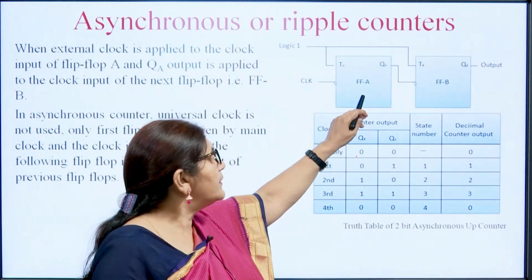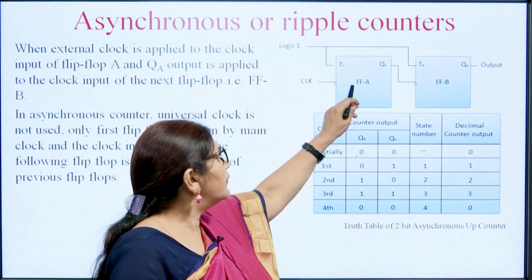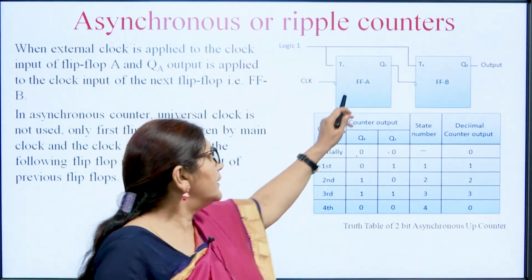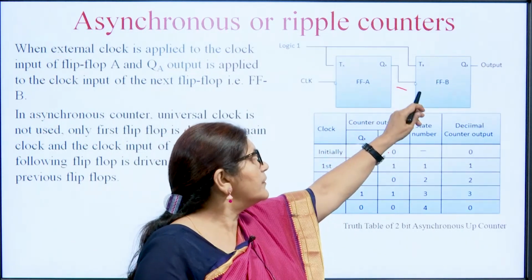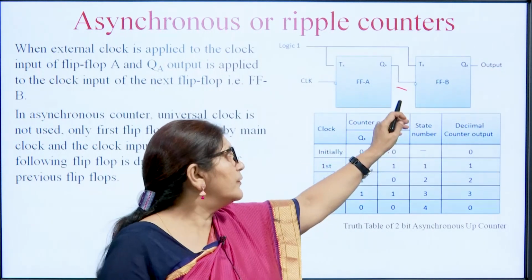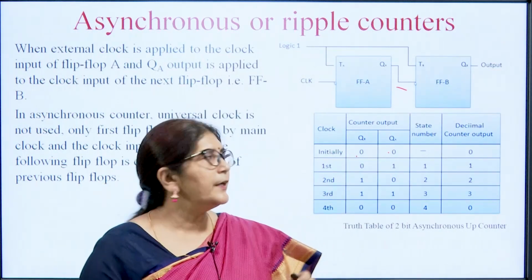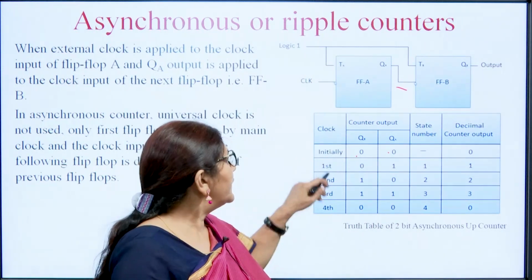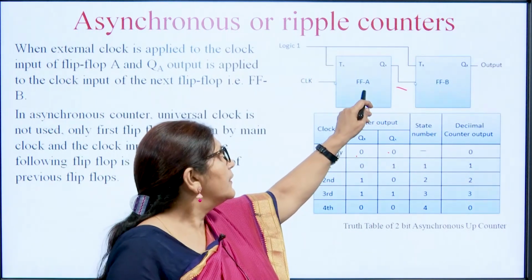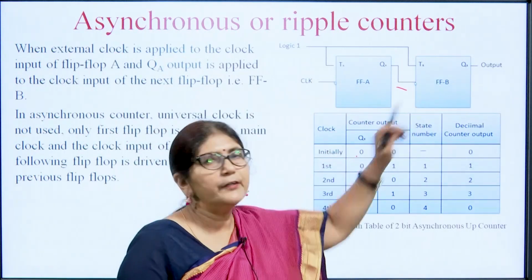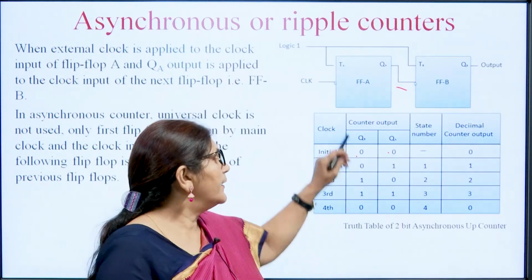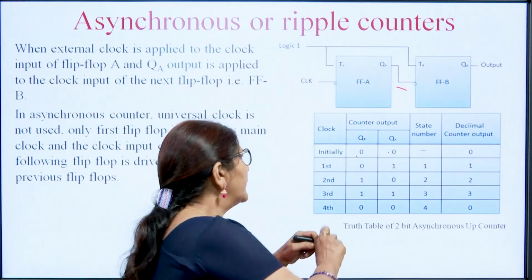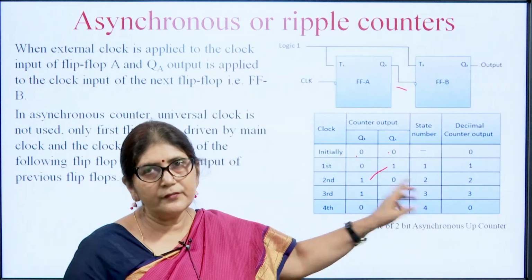So, initially the value is 0 0. When the first clock appears, because of this flip flop there is a clock, so it will go from 0 to 1. But here, because the output of this is 0 at that time, it will not trigger the next flip flop, and the next flip flop is in the 0 state. Now, when the second clock pulse appears, the 1 stored here is transferred to the second flip flop, and here it is 0.